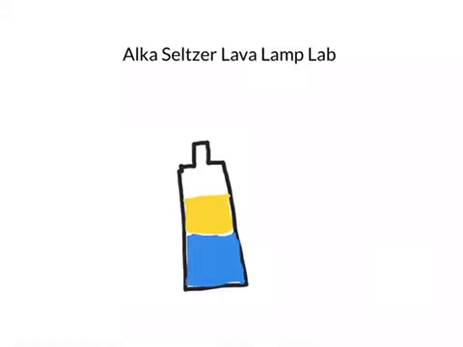Alka-Seltzer Lava Lamp Lab. First you drink the water so there's half of the way left. Then you add the oil. Once the oil and water are both in the water bottle or lava lamp, you can see how the oil is floating above the water.